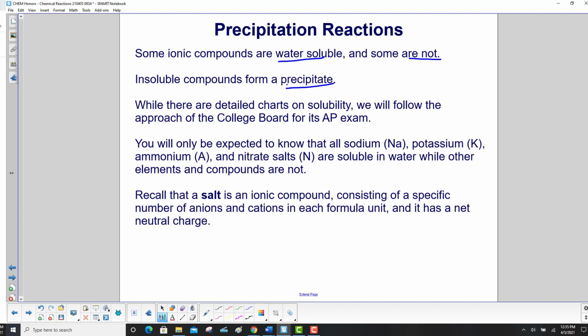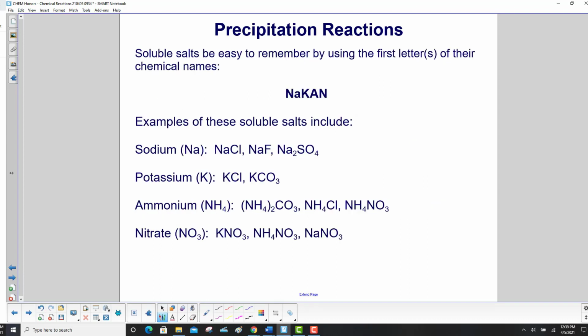There are detailed charts on solubility, but we'll follow the approach of the College Board for its AP exam. You will only be expected to know that all sodium, potassium, ammonium, and nitrate salts are soluble in water, while other elements and compounds are not. Recall that a salt is an ionic compound consisting of a specific number of anions and cations in each formula unit, and it has a net neutral charge. Soluble salts can be easy to remember by using the first letters of their chemical names. So here we have sodium, potassium, ammonium, and nitrate.